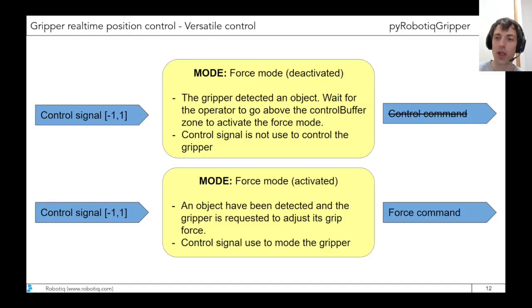In this mode, we use the control signal to set the force command. So the state is that an object is detected, and we are listening to the control signal to adjust the grip force.